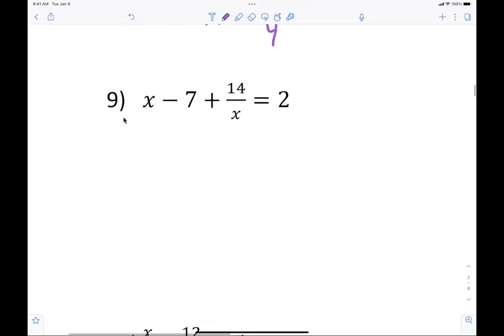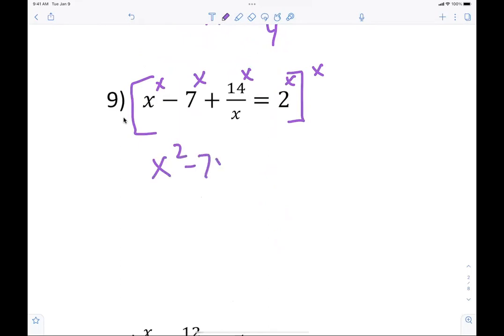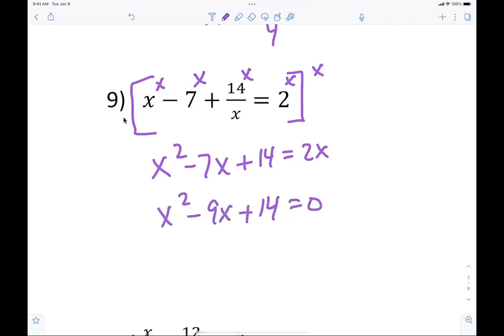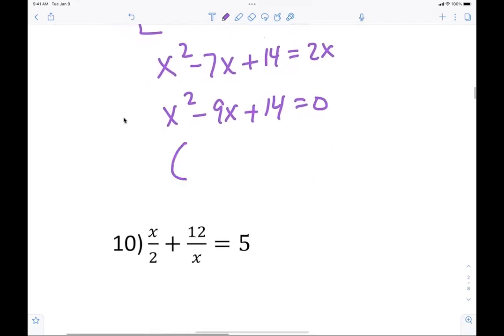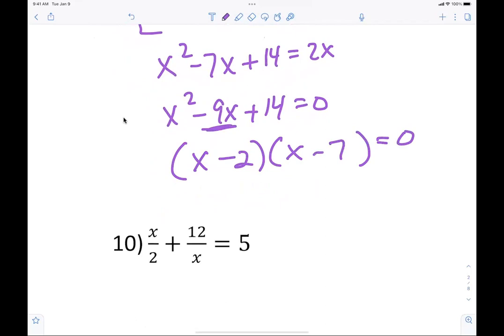All right. Now this one's a little bit different because it's going to create a quadratic. So you're going to have to do some factoring. So the common denominator is x. So I'm going to multiply each term by x. And what you'll see is you'll end up with x squared minus 7x plus 14 equals 2x. Now you're going to move the 2x over. So you end up with x squared minus 9x plus 14 equals 0. Now we're going to factor. So we have x and x. Factors of 14, 2 and 7. We want it to be negative 9, so they both have to be negative.